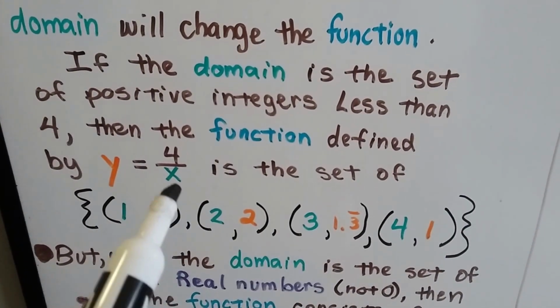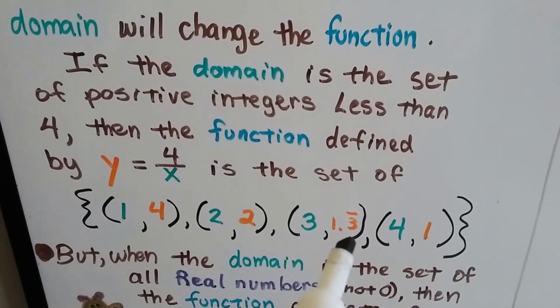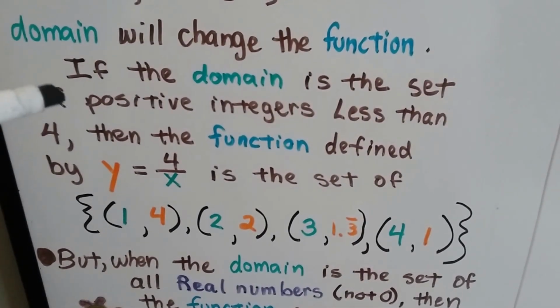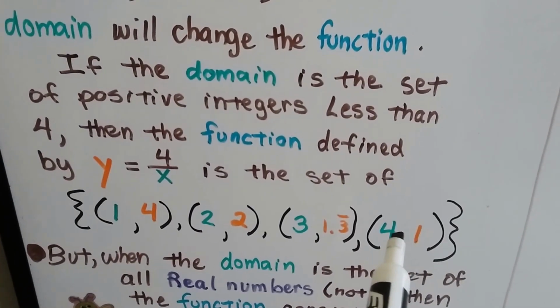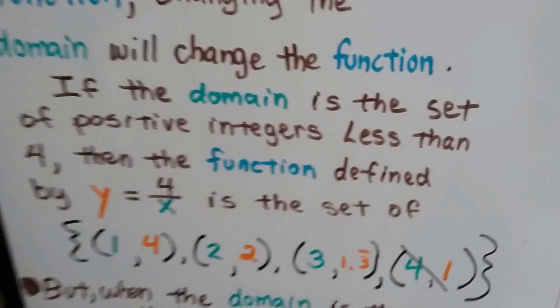Then it's 1.333, so I put the bar over the top. So if it was less than 4, then this one wouldn't count, would it? Because it has to be less than 4. So this one's not in that group, really, is it?